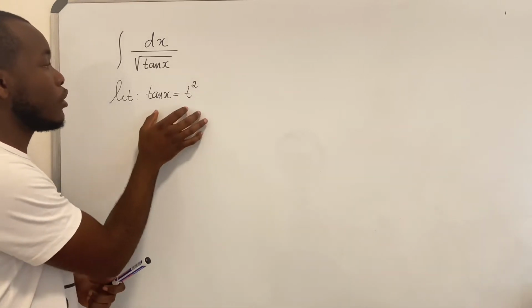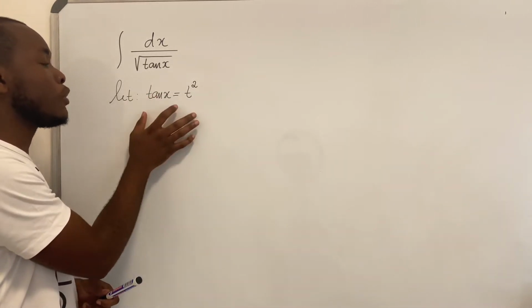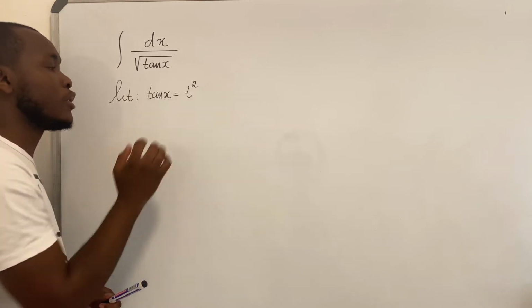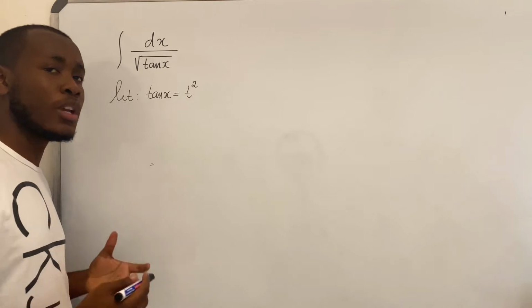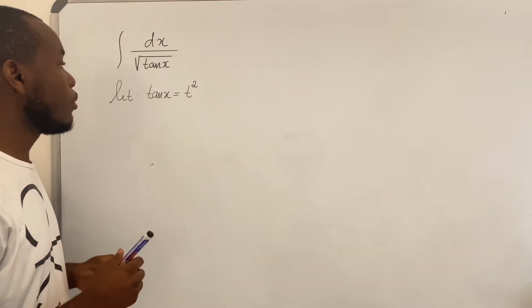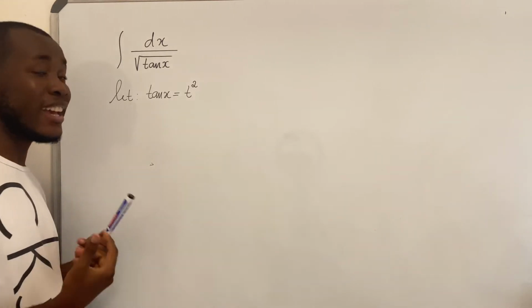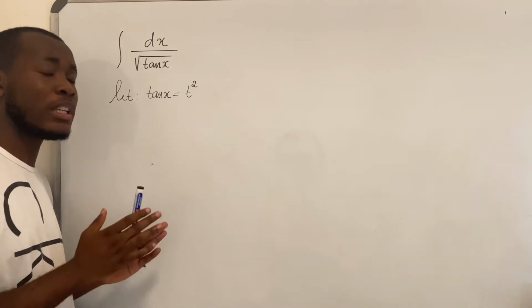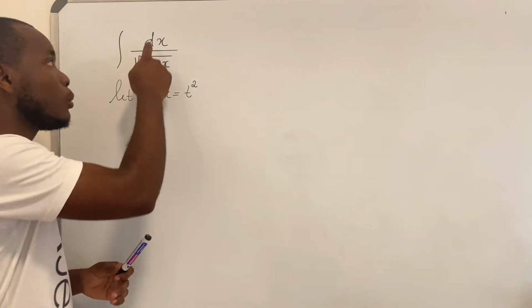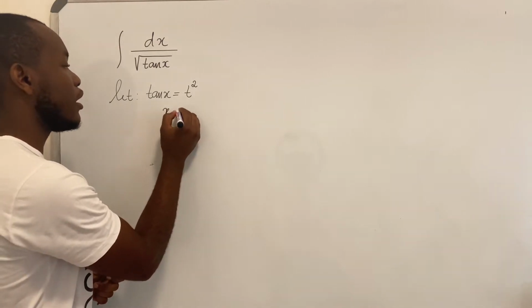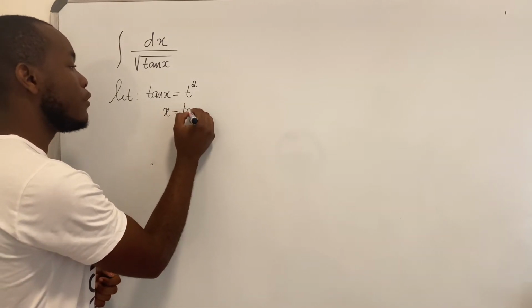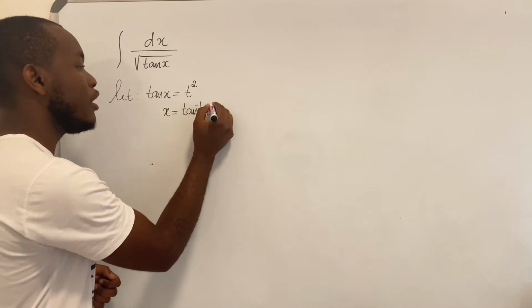Okay, so now doing that, if we differentiate the left side and differentiate the right side, we're going to have sec squared, and we don't have sec squared in our integral. So what we do then, we can isolate x, so that when we differentiate x, we know that the derivative of x is 1, so we will simply have dx. So if we isolate x, then x will be inverse tan of t squared.